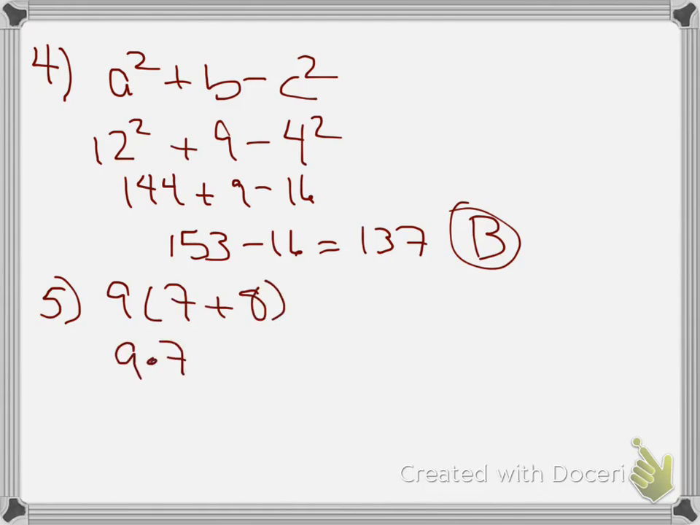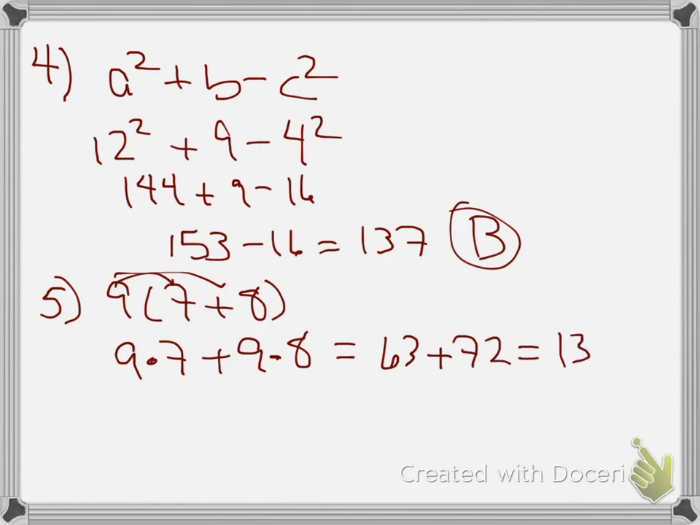Number 5, I like this type of problem because a lot of y'all missed it on the original test. Use the distributive property, rewrite each expression, then evaluate. Well, the distributive property says I need to say 9 times 7 plus 9 times 8. So I'm showing the distributive property. Then the answer of that is 63 plus 72, which is 135. So letter choice A. I really like that problem. Just saying.